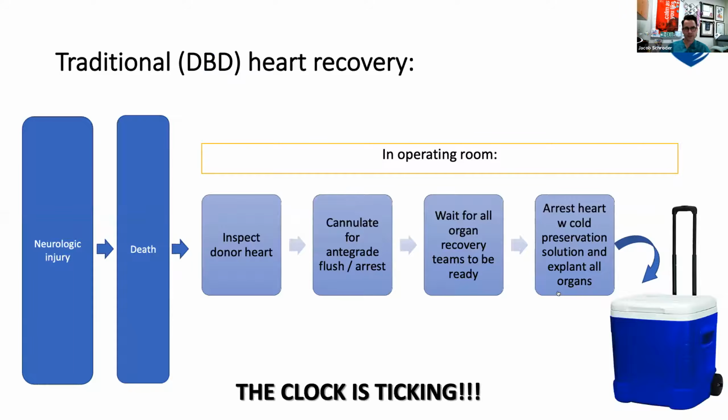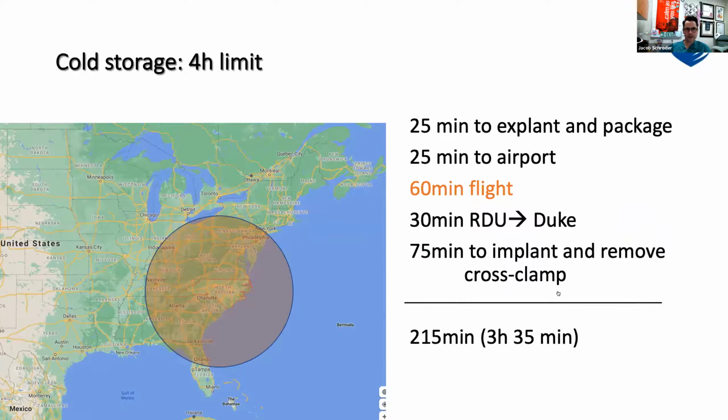So in the traditional procurement, the patient is pronounced brain dead. We fly somewhere, we inspect the donor heart, we cannulate the heart for antegrade flush, apply the cross clamp, and arrest the heart and put it on ice. But obviously the clock is ticking when we do it this way. Our acceptable amount of ischemic time is around 4 hours or so. Our average here at Duke has always been around 3.5, maybe a little bit longer. So we've been relatively aggressive.